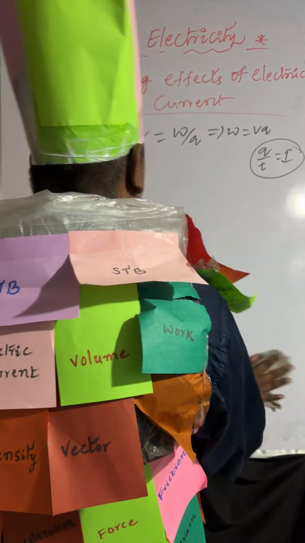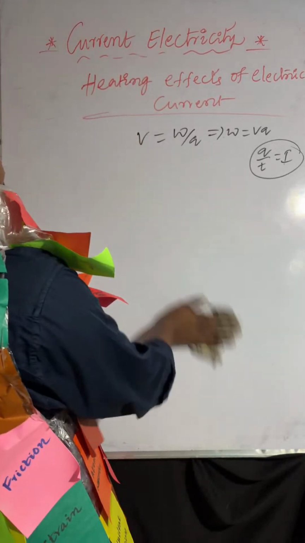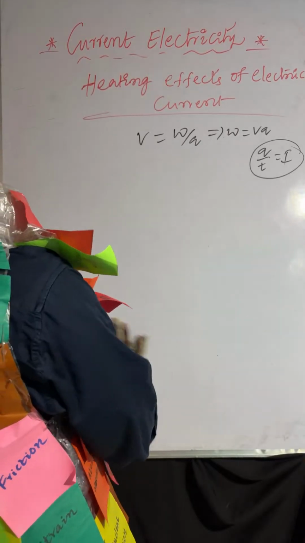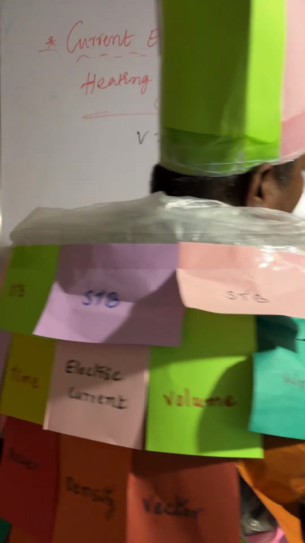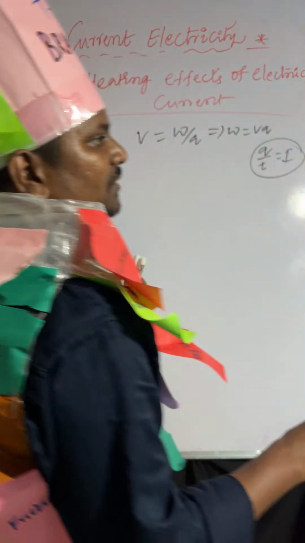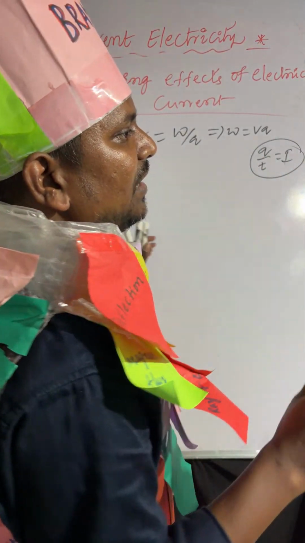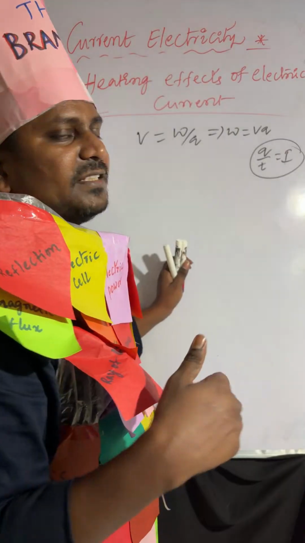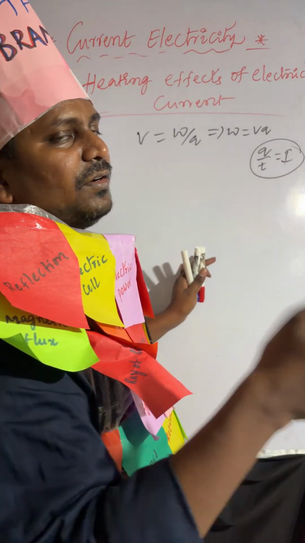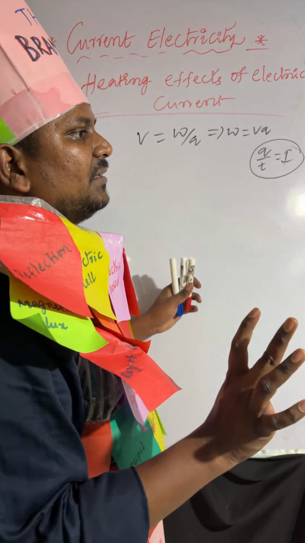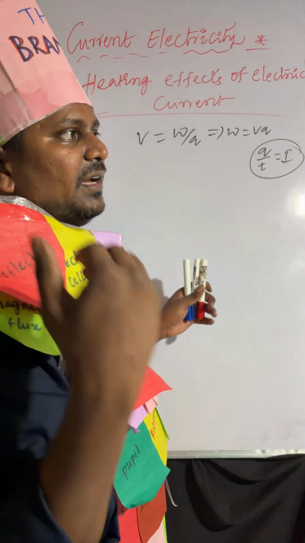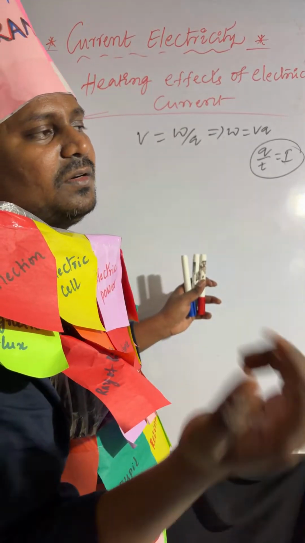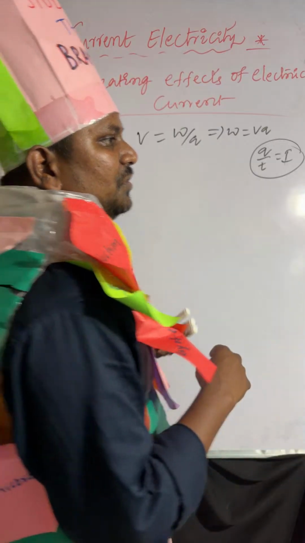According to the path, we will get to know the current direction anyway. Current direction is positive terminal to negative terminal. So across the cell, when you are passing through the cell, positive to negative or negative to positive, check once and take. And across the resistor, along the current direction it is negative, opposite to the current direction it is positive.